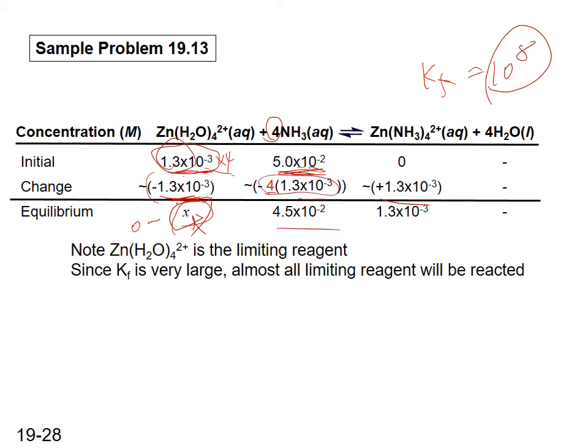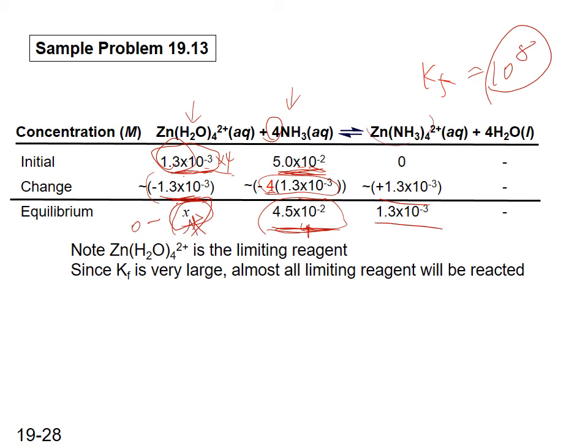That's about all consumed for the metal hydrate. So 5 minus 4 times this one. So that gives you 4 times 5 times 10 to the -2. And that's the equilibrium concentration for ammonia at equilibrium, approximate. And this is approximate product at equilibrium.